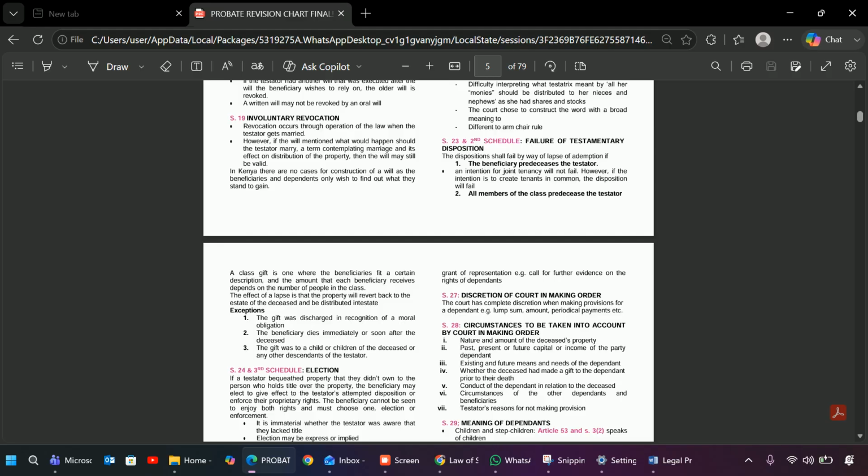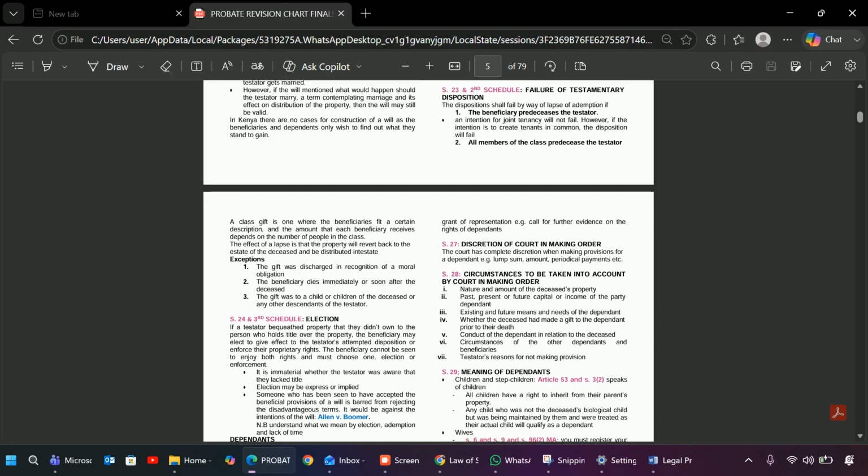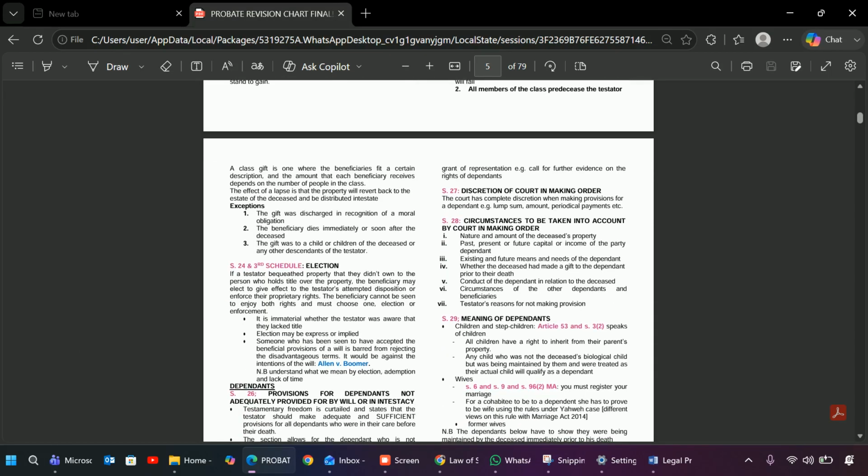Then, another potential question that you can be asked is on election, pursuant to section 24 as read together with the third schedule. If a testator bequeaths property that they didn't own to the person who holds title over the property, the beneficiary may elect to give effect to the testator's attempted disposition or enforce their proprietary rights. The beneficiary cannot be seen to enjoy both rights and must choose one, election or enforcement.